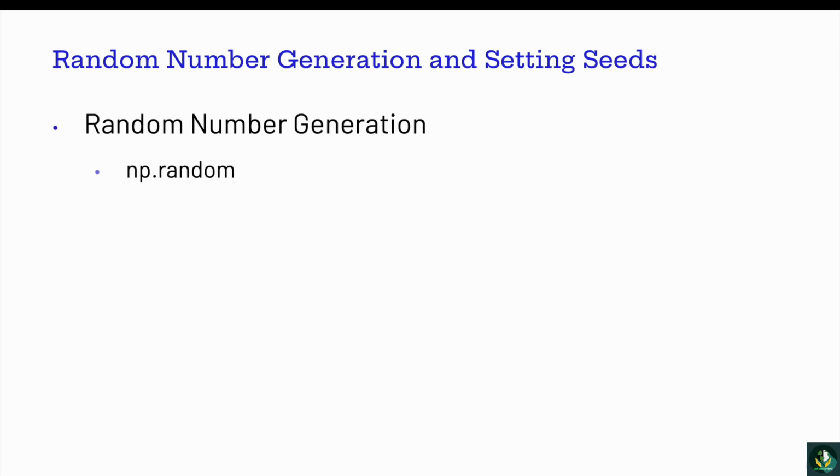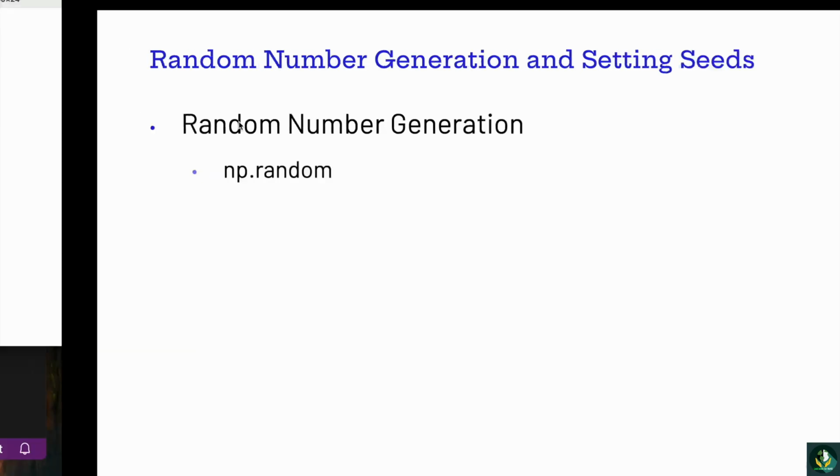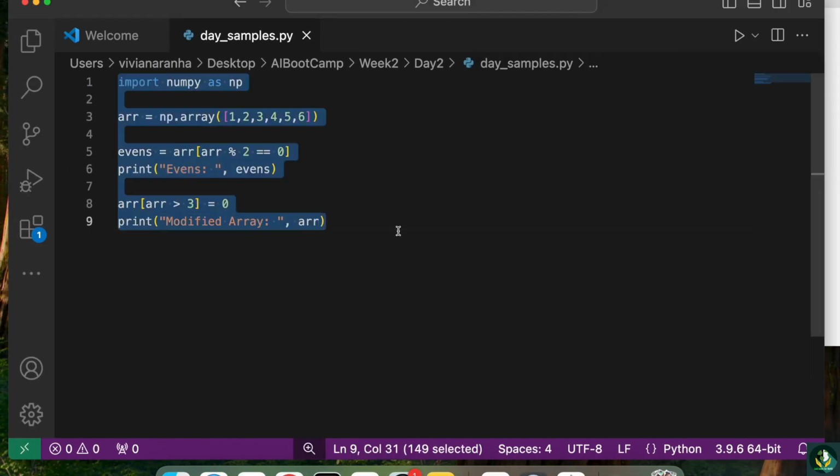Next, let's look at random number generation and setting seeds. We already did some random number generation in Python. Now let's see how we can do this using NumPy. So first, for random number generation, NumPy provides the np.random module for generating random numbers. Let's look at some of the common functions for it. So go back to this, get rid of everything.